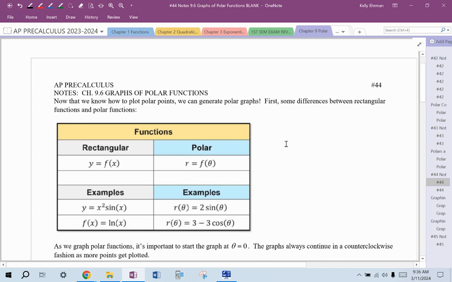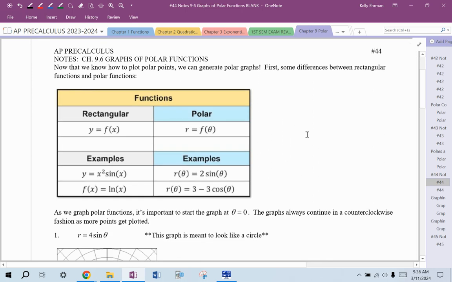Today's notes are about graphing polar functions. Now that we've been spending a couple of days plotting polar points, we can plot a bunch of points to generate a polar graph. We're going to do that by just making a table of points and plotting as we go.